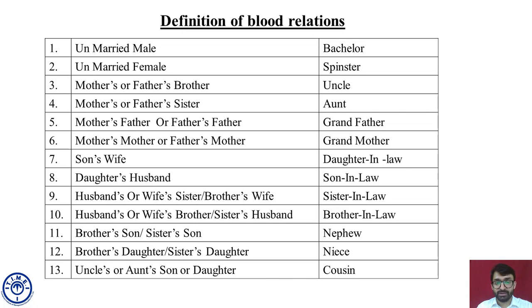Brother's or sister's son is called nephew. Brother's or sister's daughter is called niece. Fine. Uncle's or aunt's son or daughter is called cousin. There is nothing called cousin brother or cousin sister. There is simply cousin. Fine.